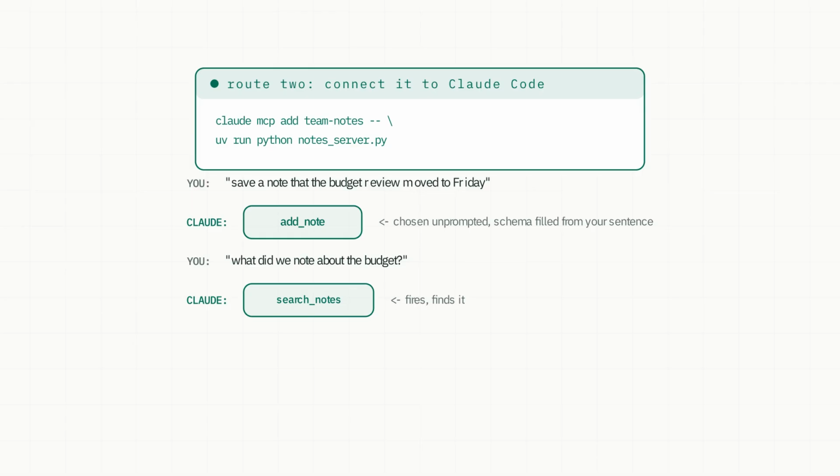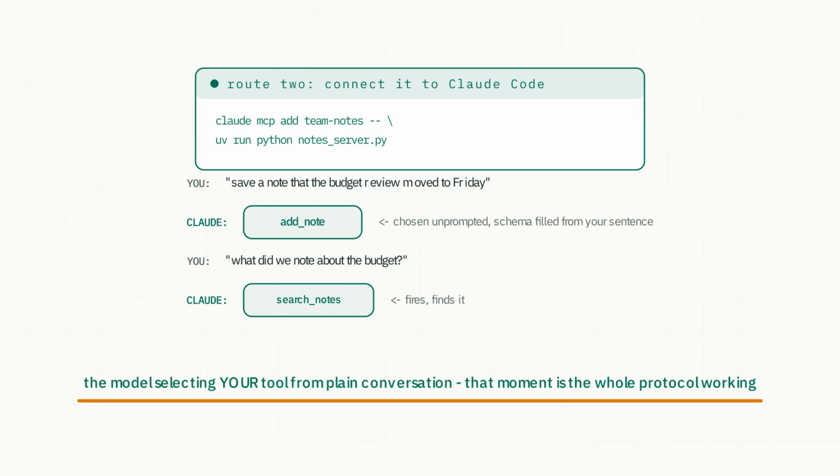Watch the model choose add note unprompted, fill the schema from your sentence, and confirm. Then, what did we note about the budget? Watch search notes fire. That moment, the model selecting your tool correctly from plain conversation, is the whole protocol working. And it worked because of the part we wrote carefully, which brings us to the craft.